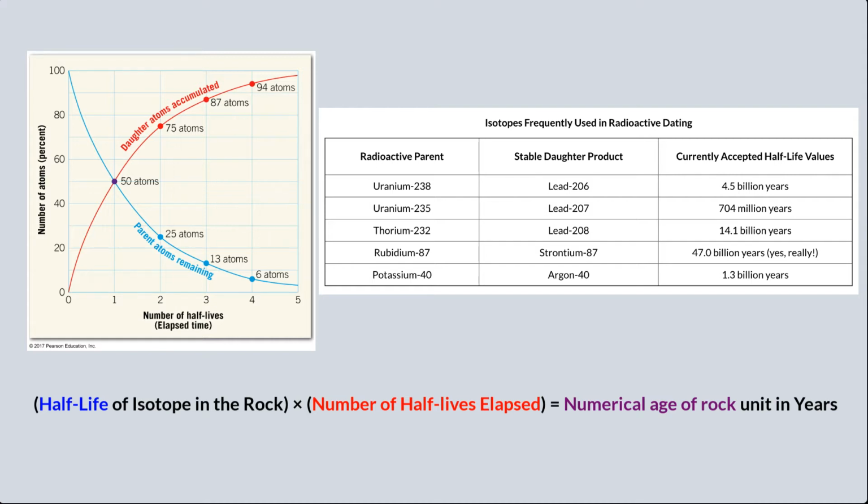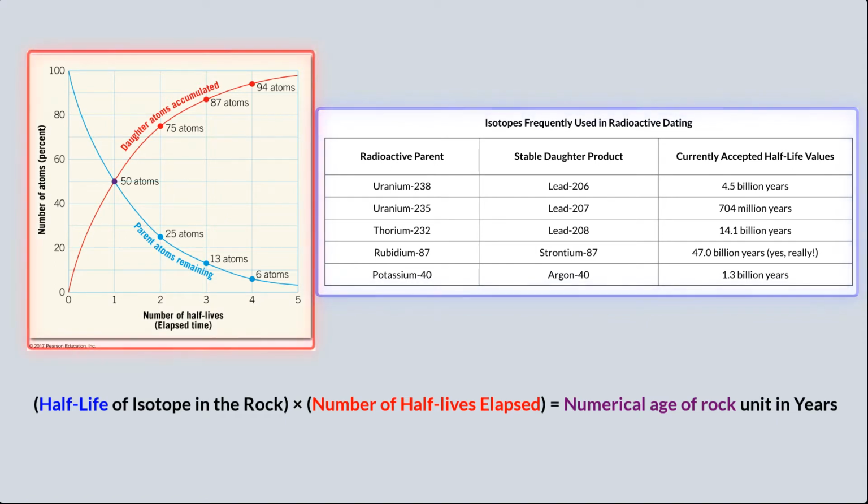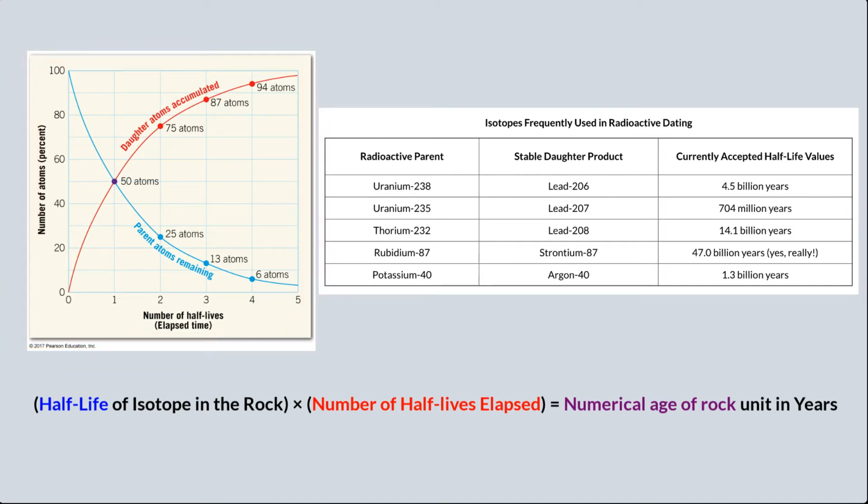On the right, you see a table of the more commonly used isotopes in radioactive age dating. And this will be a table that we will reference depending upon the isotopes used in the problems that we are given. On the bottom, you see the formula that we will use to make our calculation. So we will need the half-life of the isotope, which is what we will find in the table, and the number of half-lives elapsed based on the proportions of the parent and daughter isotopes given to us in the problem. That's what we'll use that graph on the left for. And multiplying these two values together will give you the numerical age of the rock based on the isotopic data that was obtained from it.